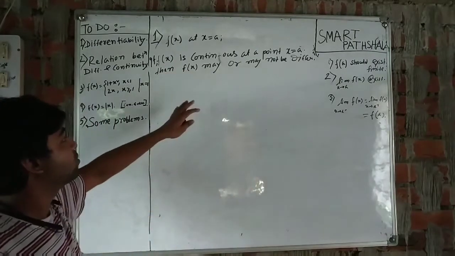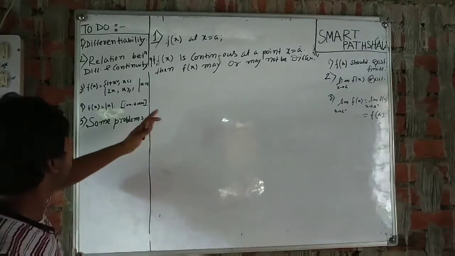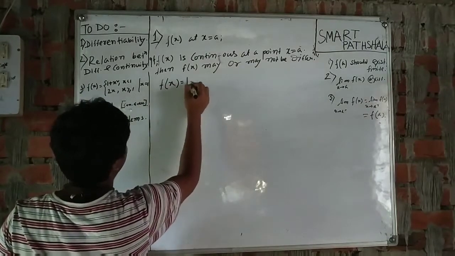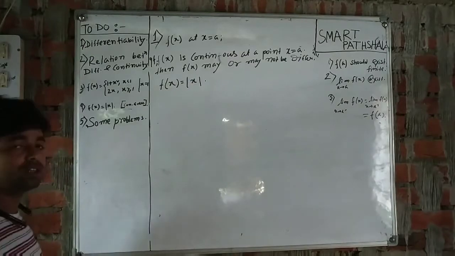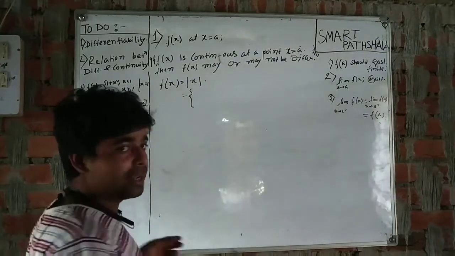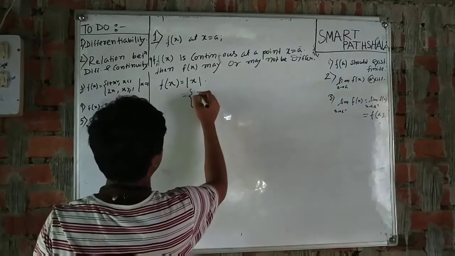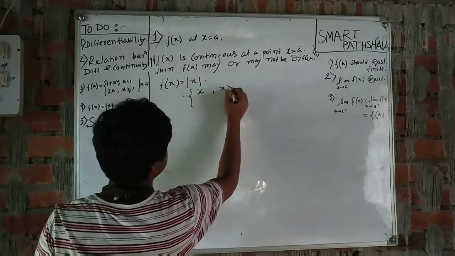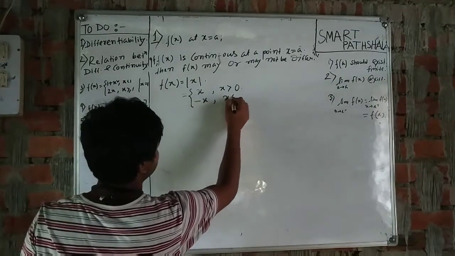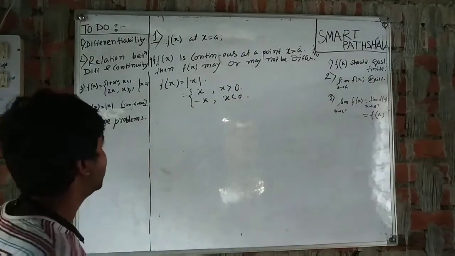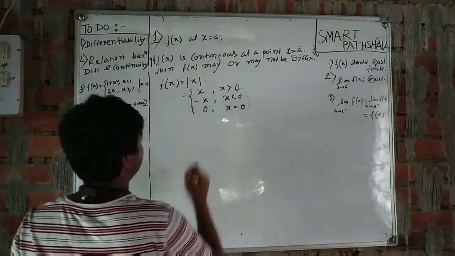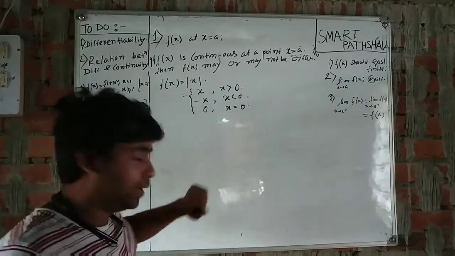So the reverse is never true here. We will see this with an example, f of x is equal to mod x. This mod function is familiar to everyone. Now if we check this mod function at x equal to 0, then mod x is equal to x when x is greater than 0. Mod x will be equal to minus x when x is less than 0. Obviously, and this is 0 when x is equal to 0. Now this is the definition of the function f of x.